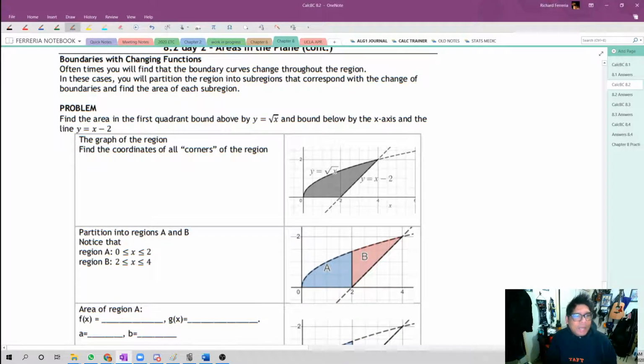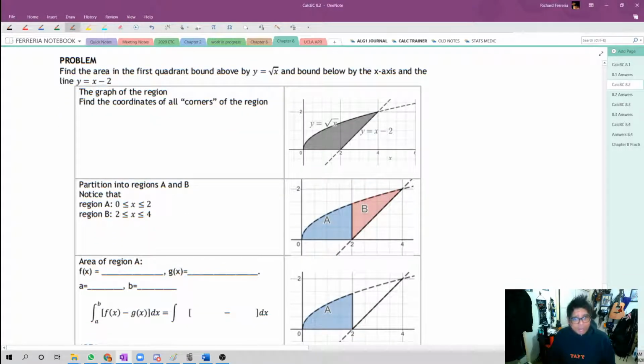Sometimes you're going to find that boundary curves change throughout the region. So in this case, you're going to partition into subregions that correspond with a change in boundaries. So I'm looking at this shape over here, and first of all, this would be really easily done if you just did right curve minus left curve. Some of you will feel very comfortable about that because the right curve is always going to be y equals x minus 2, and the left curve is always going to be y equals root x.